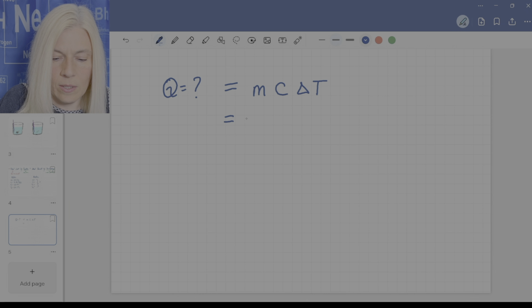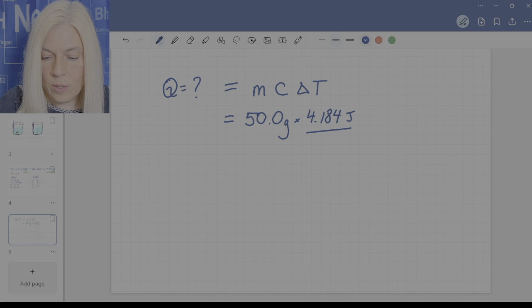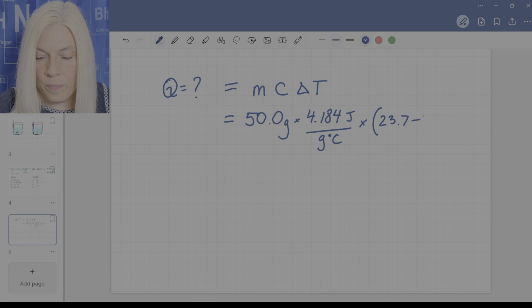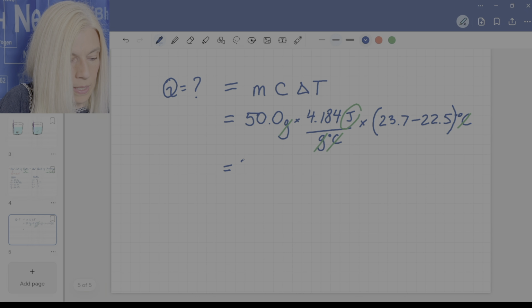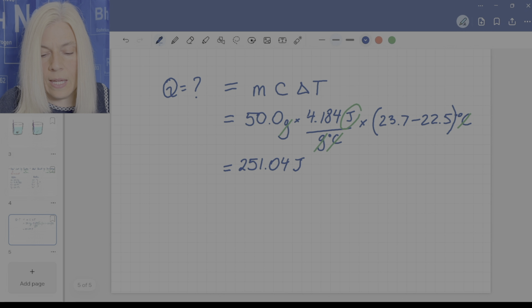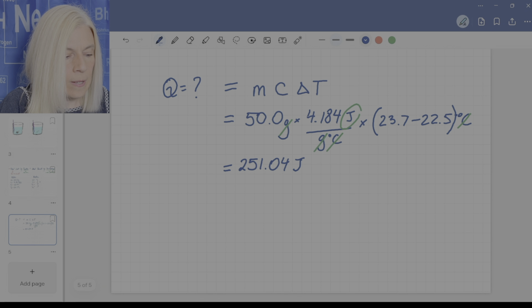And what is the mass? Well, I have 50 grams of water. What's my specific heat? 4.184 joules per gram per degree C, times what's my delta T? T final minus T initial, 23.7 minus 22.5 degrees C. So my units nicely cancel out: grams, grams, degree C, degree C. I'm left with joules. And this is 251.04 joules, how much heat was gained by surroundings.